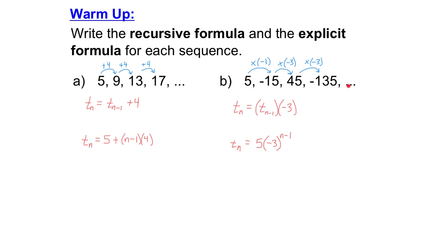The other sequence is a geometric sequence because from one term to the next, I'm multiplying by -3 every time. So there's a common ratio between successive terms. So to find a term value, I'm multiplying the previous term by -3. This is the recursive formula. The explicit formula, to find the term value, it's 5 multiplied by -3 n minus 1 times. So the exponent is n minus 1 there.